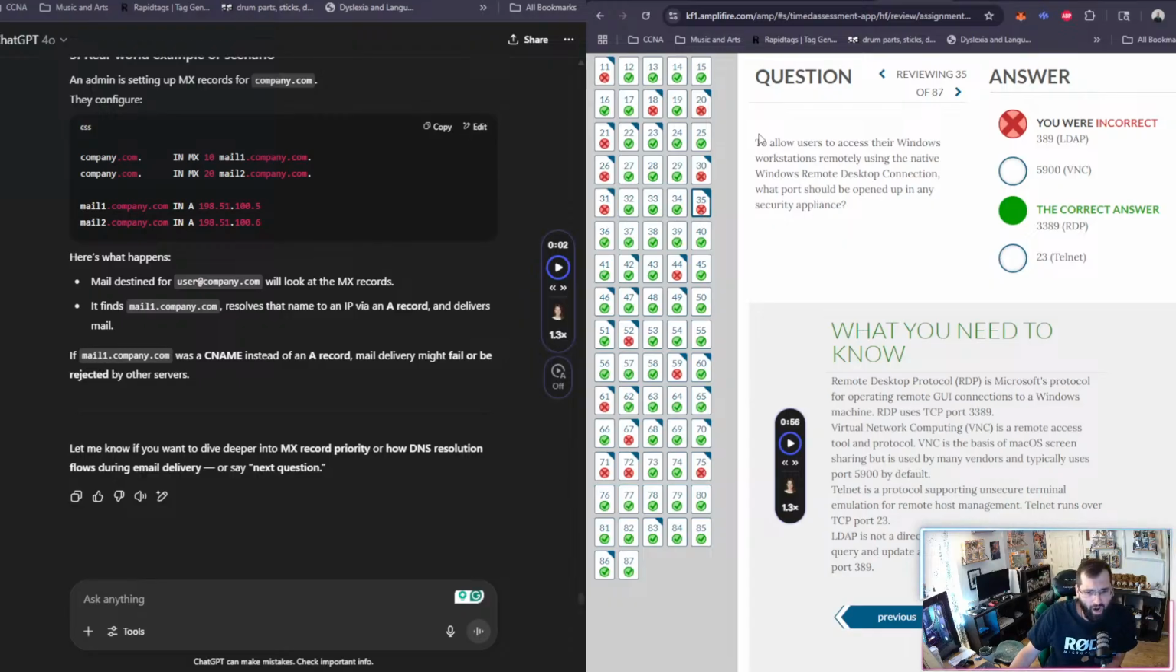All right, next one. Oh, buddy, man, I suck at these so hard. To allow users to access their Windows workstations remotely using the native Windows Remote Desktop connection, what port should be opened up in any security appliance? Remote Desktop Protocol. How could I miss that? How could I have missed that?